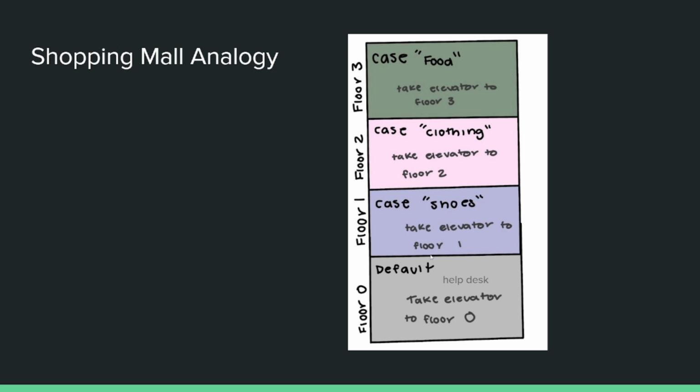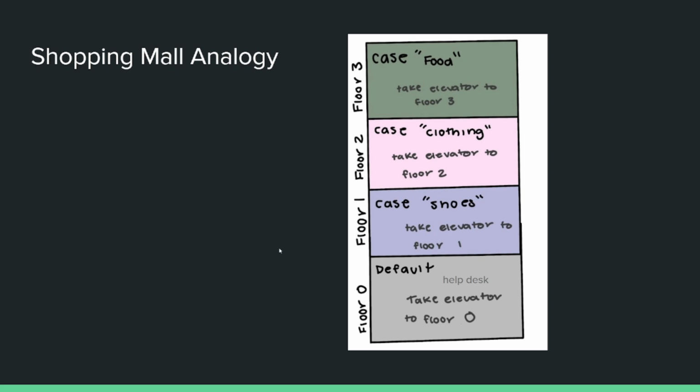So an analogy that I thought of to explain switch statements was using a shopping mall directory. So let's say you're in a really large mall with a bunch of different floors. We have floor 1, which sells shoes, floor 2 that sells clothing, and floor 3 that sells food. And I added a floor 0 that just has a help desk.